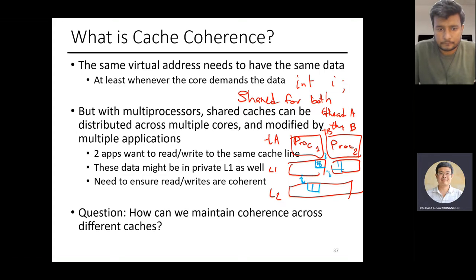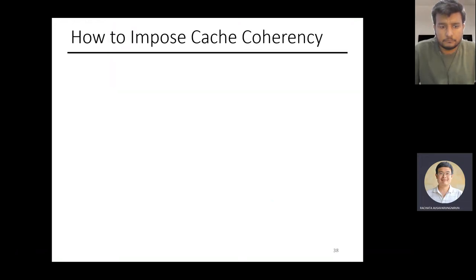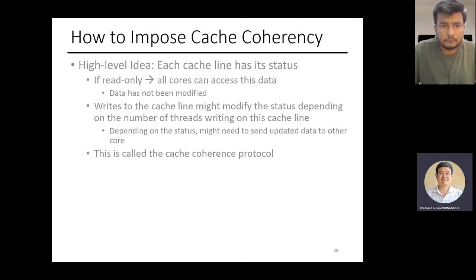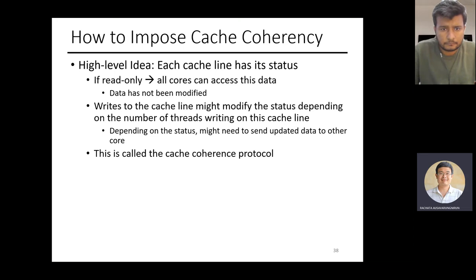So the question is this. How can we maintain this coherency across different caches? So how do I impose coherency? I'm going to show you the high level idea because we will use this idea and improve on it. The high level idea is I would add a status to each cache line because if it's shared and someone accesses it, I want to be able to update the status. And if it's read only, every core can access the data because if no one modified the data yet, I can just read the data. It's guaranteed that the data will not change.